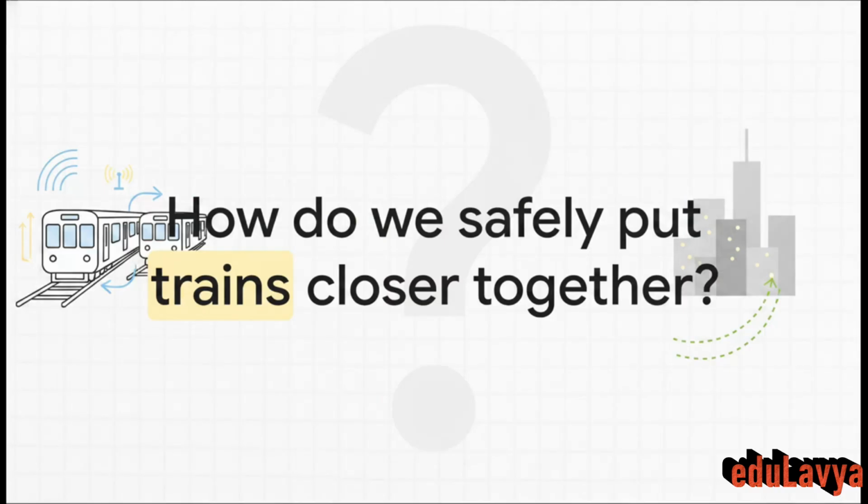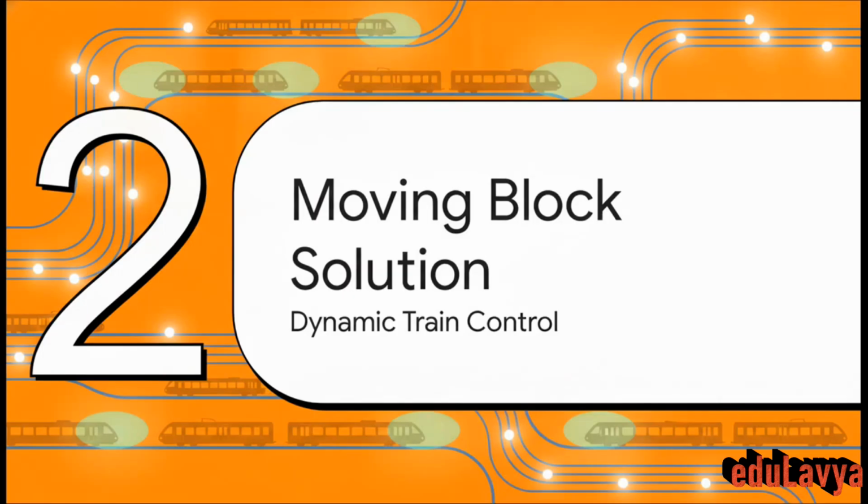Because this fixed method leaves so much empty track, engineers were left with a massive puzzle. How on earth do we safely bring trains closer together? As our cities explode in population, we literally have to increase hourly passenger capacity. And doing that without spending billions to bore new tunnels or lay down entirely new physical tracks, that's the real challenge. Which brings us to Section 2, the moving block solution.